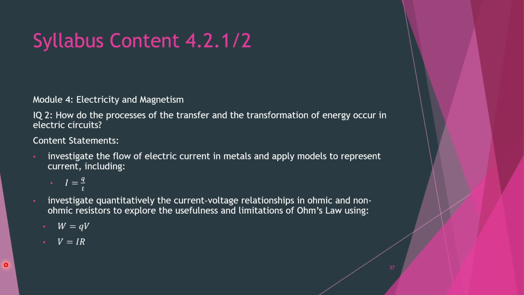These two dot points are concerned with the flow of electric current, as well as unpacking Ohm's law in a little bit more detail. In particular, we're going to be looking at scenarios where Ohm's law is obeyed and when we have non-ohmic resistors which do not obey Ohm's law.